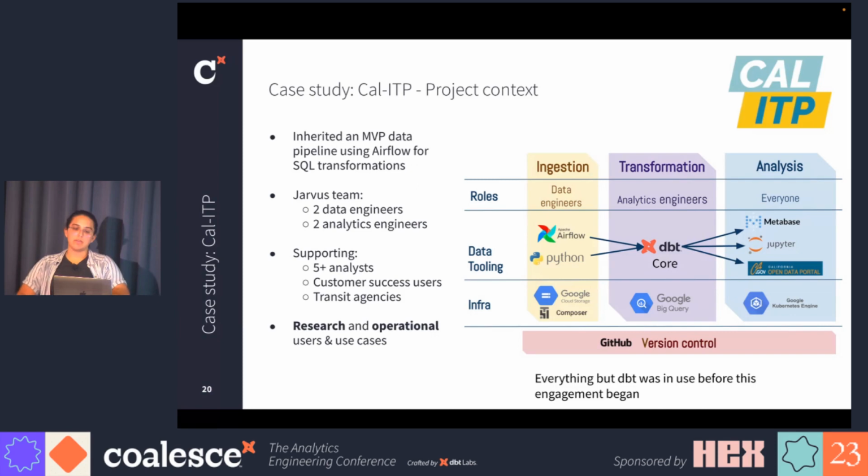So our team, the Jarvus consultant team, was comprised of 2 analytics engineers and 2 data engineers. And we were supporting a varied user population. We had some analysts who are pretty dedicated and maybe sophisticated data users. We had maybe more casual customer success or operational type users who might be pulling data more ad hoc for specific customer inquiries. And then we also have some data products that are pretty public facing or serve transit agency external users directly.